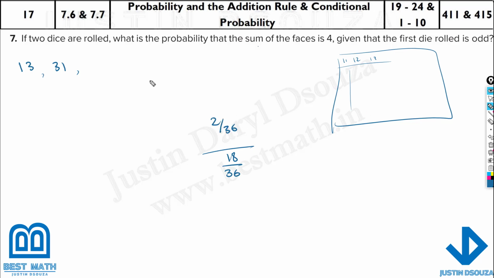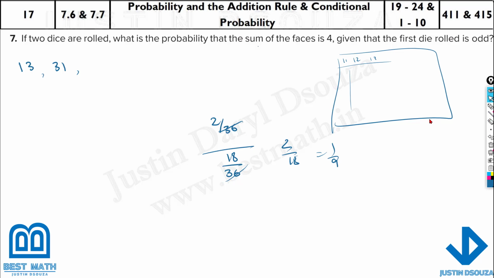So you don't need to draw it because there are no other numbers. Think of this: if you change this number to even more than 1 or less than 1, it's not possible anyway. There's no 0. You won't get 4. So there are only two possibilities. So the answer is 2 by 18 or 1 by 9.